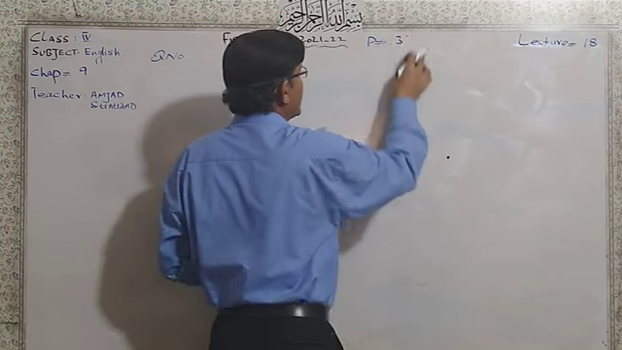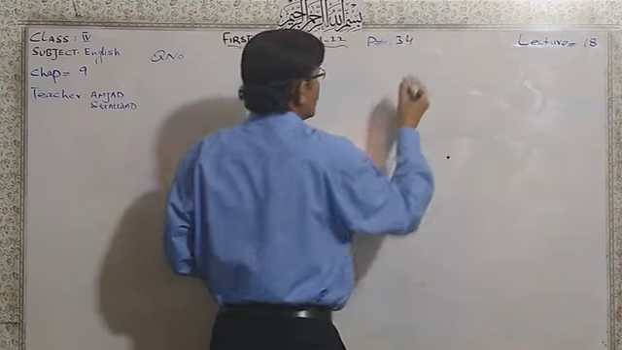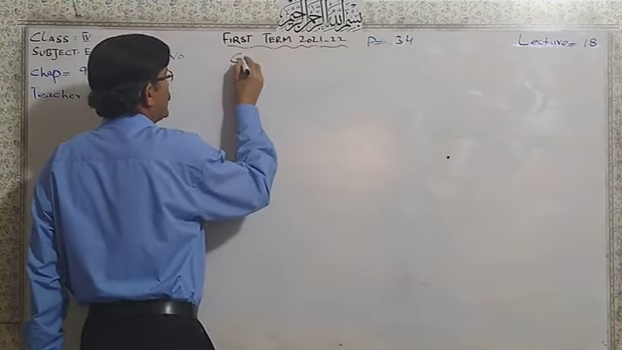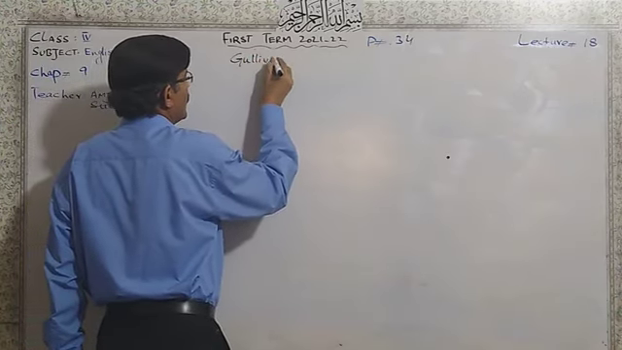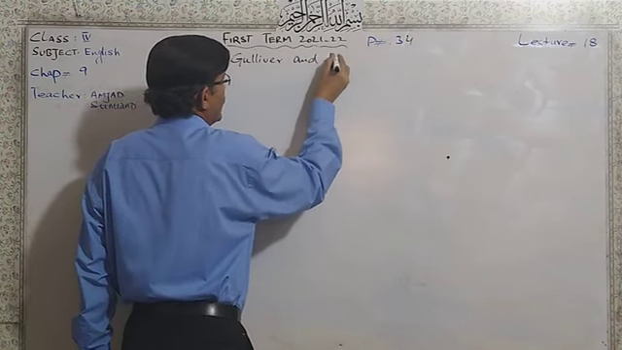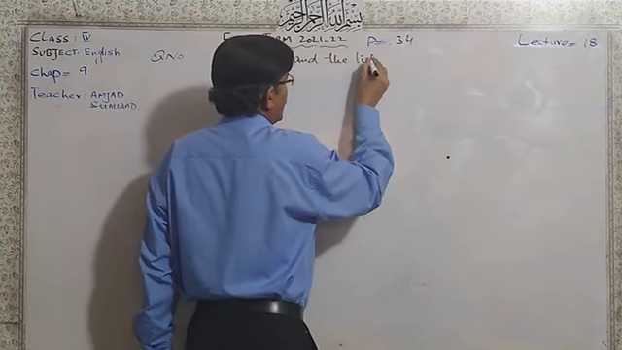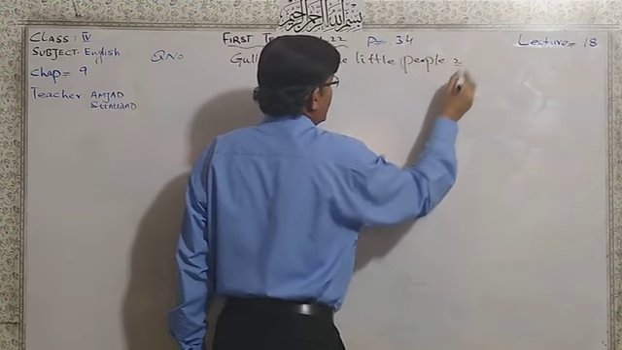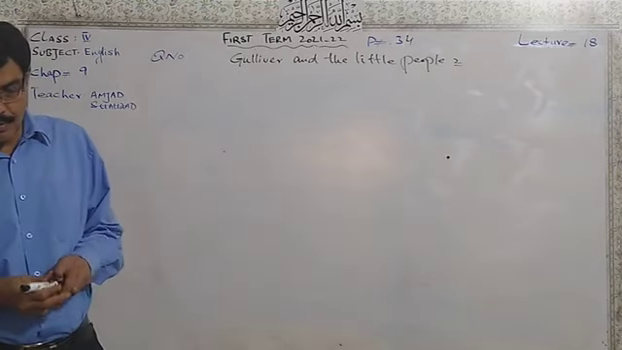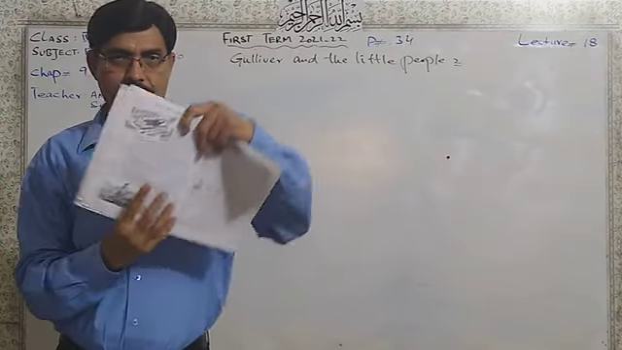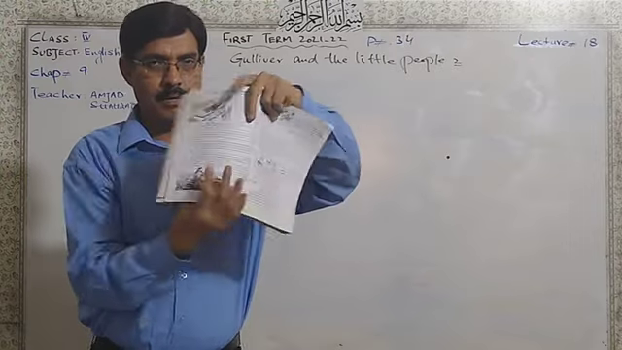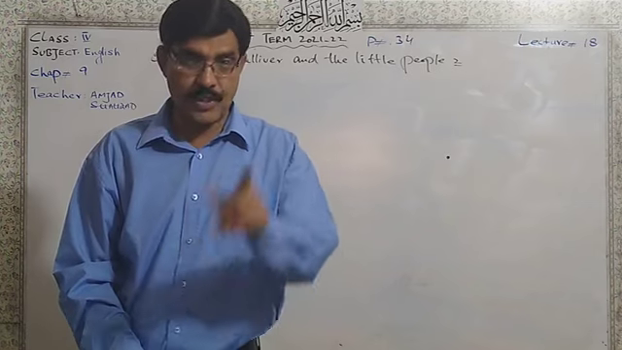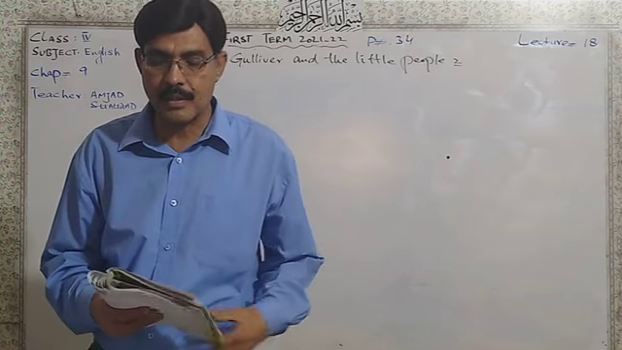Okay, dear students, page number 34. Gulliver and the Little People 2. We are going to read this. We have finished one, this is number 2. Let's get started. Look at your book carefully. I am going to read.